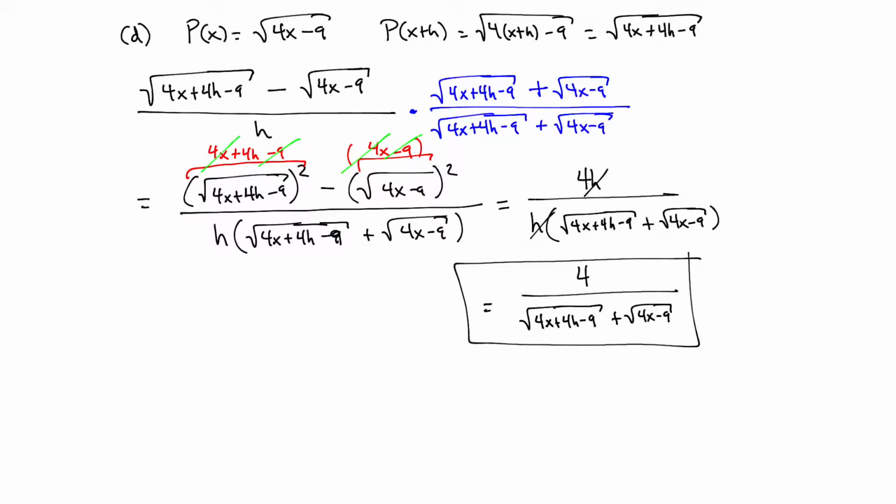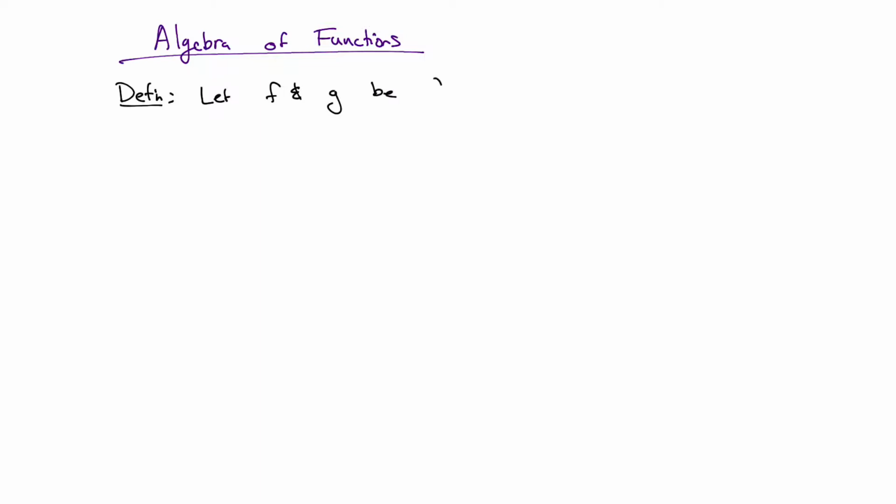And that's all we'll talk about for the difference quotient, and we'll move on to the next thing, which is what I like to call the algebra of functions. Sometimes it's called the combinations of functions, but algebra of functions will do just fine. So we need 4 definitions that are closely related to each other. So let f and g be functions.